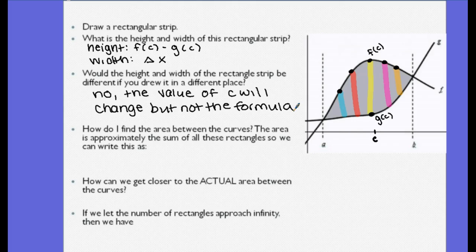How do I find the area then between the curves? What is area? Area is length times width. So the area is approximately the sum of all these rectangles. So how do we write something as a sum of rectangles? We do have a couple choices, but sigma is everywhere. Sigma for summation. So it would be the sum of f of c minus g of c.